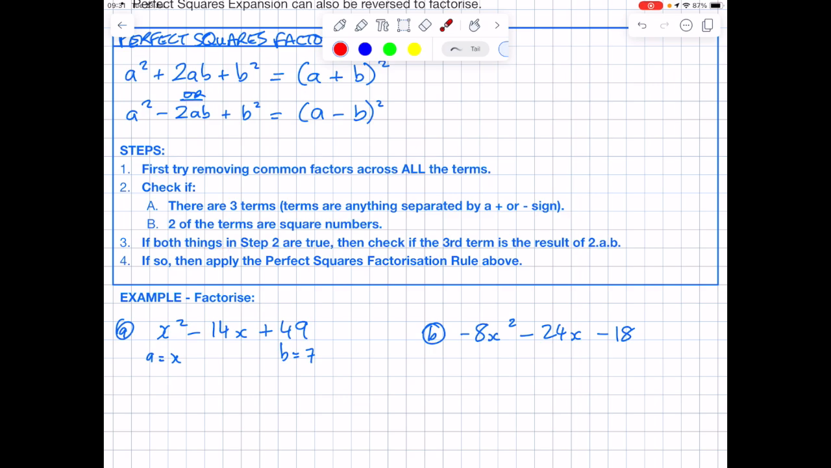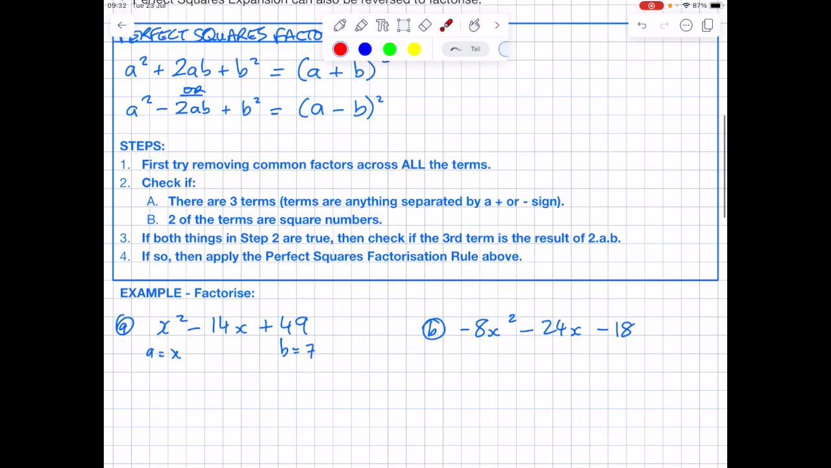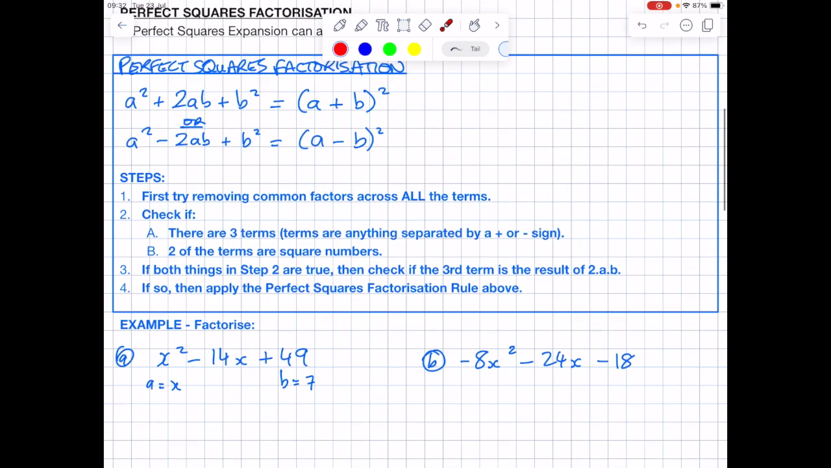So we've done step 2 right now. Step 3, if both things in step 2 are true, which we've just dealt with, then check if the third term is the result of 2 times by A times by B. So 2 times by A is going to be 2x, times by B, 2x times by 7 is 14x. So that works, okay? That's the third step there. If so, then apply the perfect squares factorization rule above. So we've completed all 3 steps.